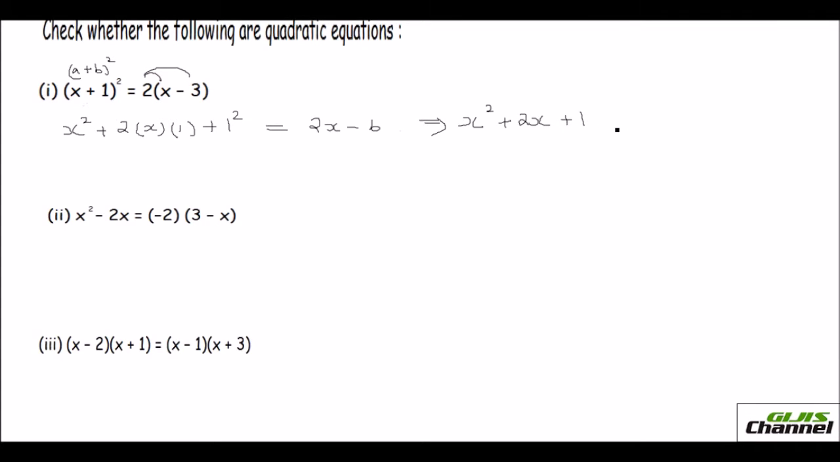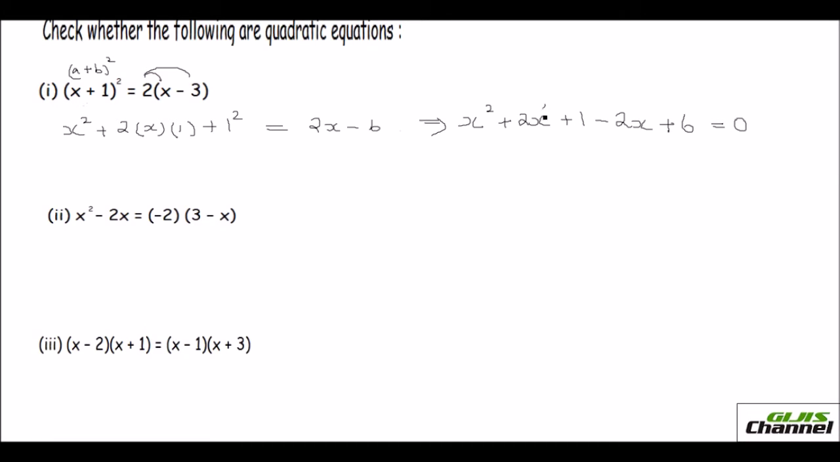1 squared is 1. Now I am just bringing the 2x and this minus 6 to this side. So this becomes minus 2x plus 6, right? And I have made my right hand side 0. Now see, you can put all the like terms together.